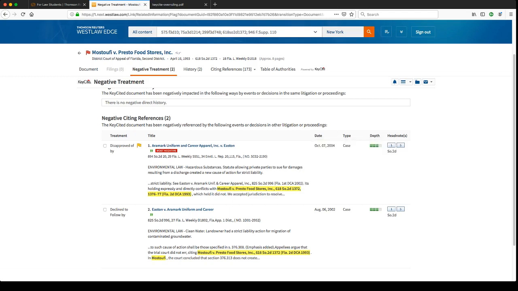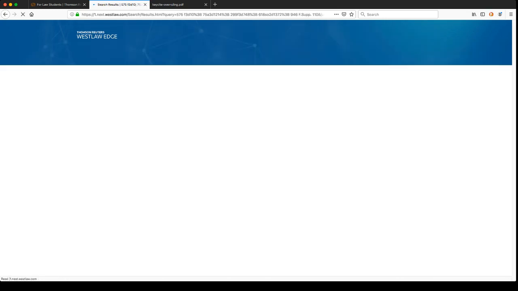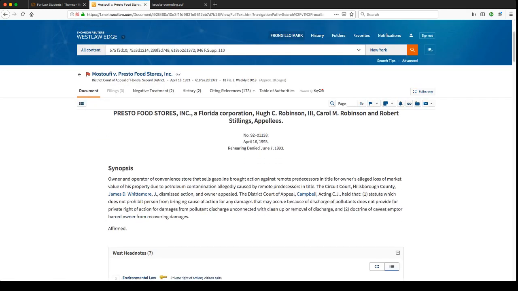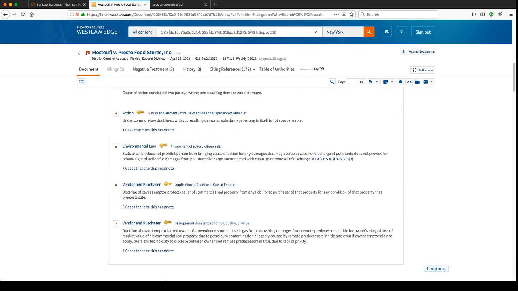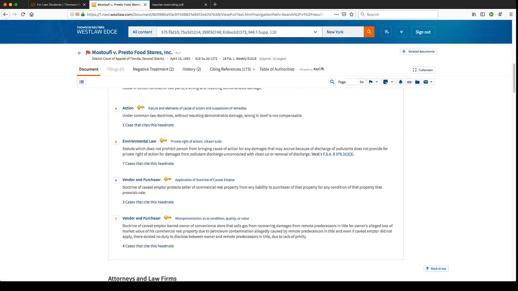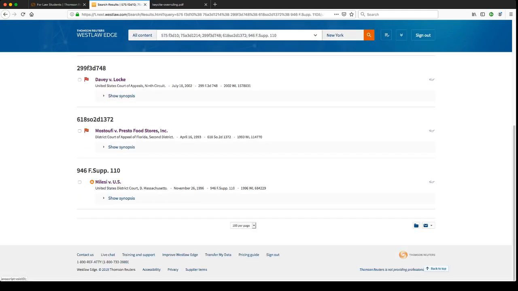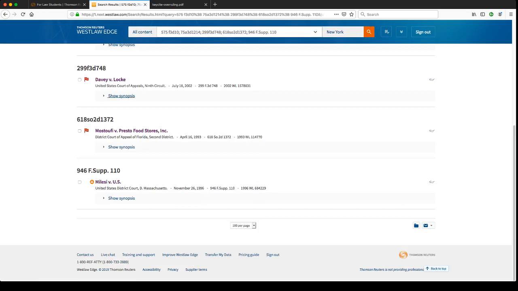issues from our case. So as long as I don't cite Mustafi for the environmental law issues, every other issue is still valid, including the vendor-purchaser issues. Okay, so that's really, really important with respect to red flag cases. There are far too many people who immediately would see the red flag and walk away, and that's really a bad habit to get into. You need to investigate to see why it got the red flag.